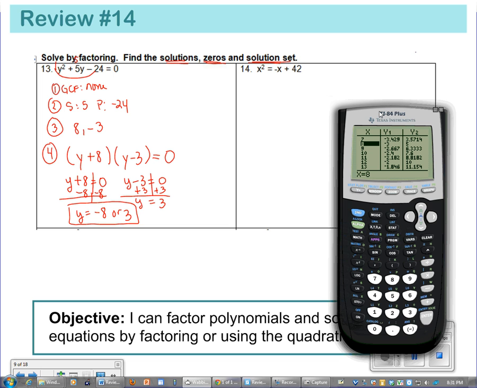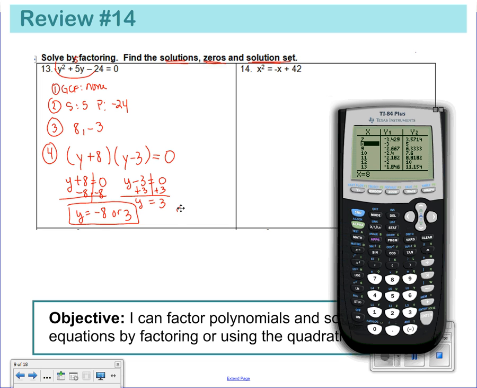As a solution set, the way you would see this answer as a solution set would be using our fancy parentheses and the two numbers in those fancy parentheses, that set notation. So here's another way that you can see the answer.